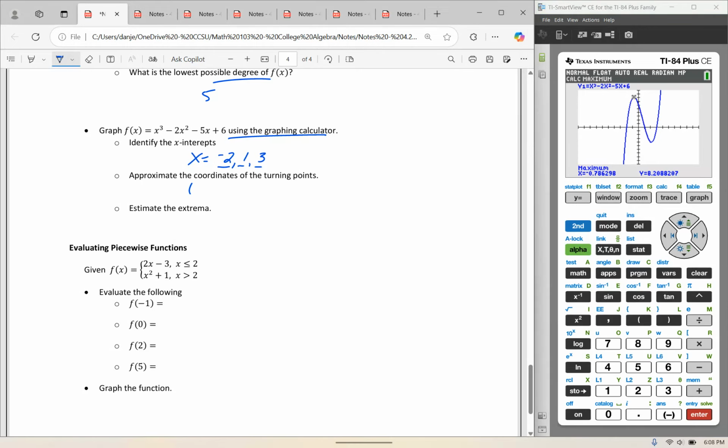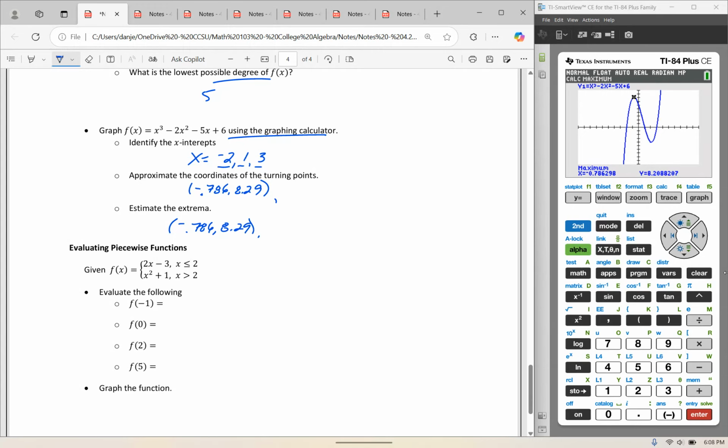I'm sorry, we have a turning point at -0.786, and the y value is 8.29. That's a turning point. It's also an extrema. Your extrema will occur at turning points.